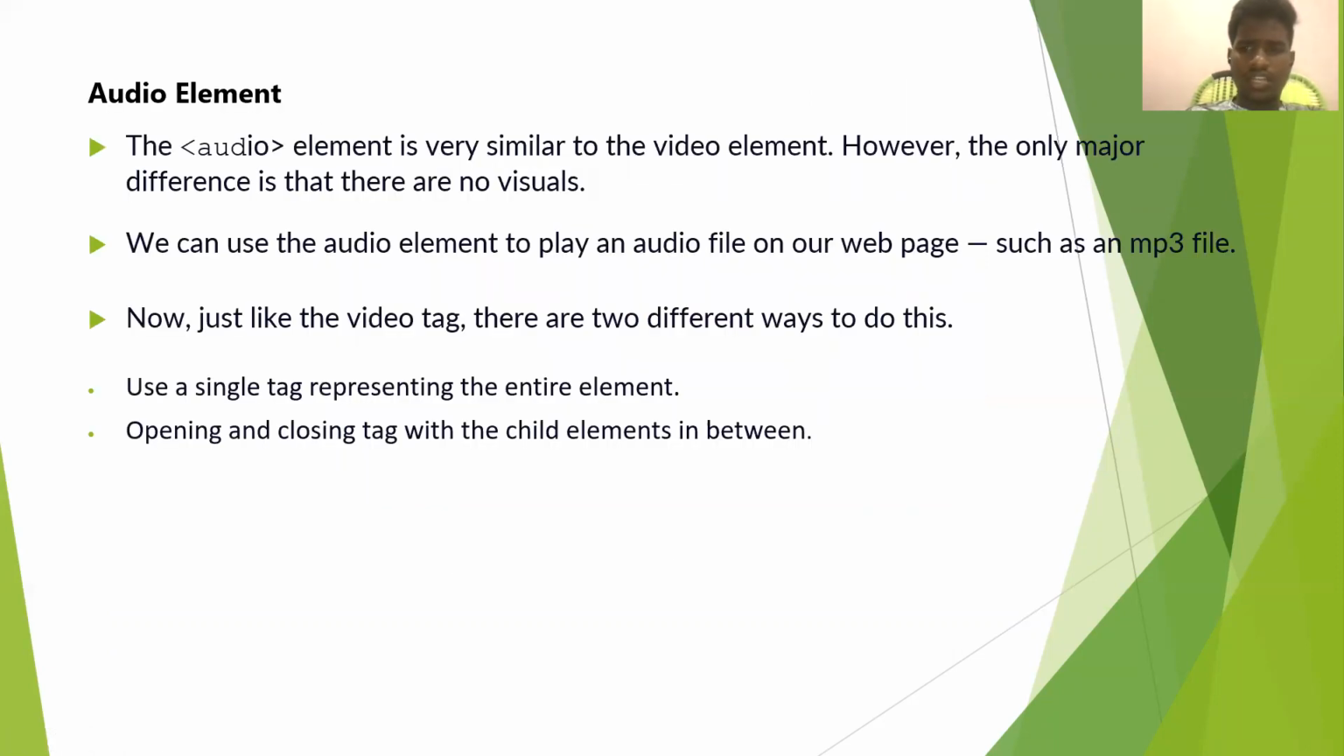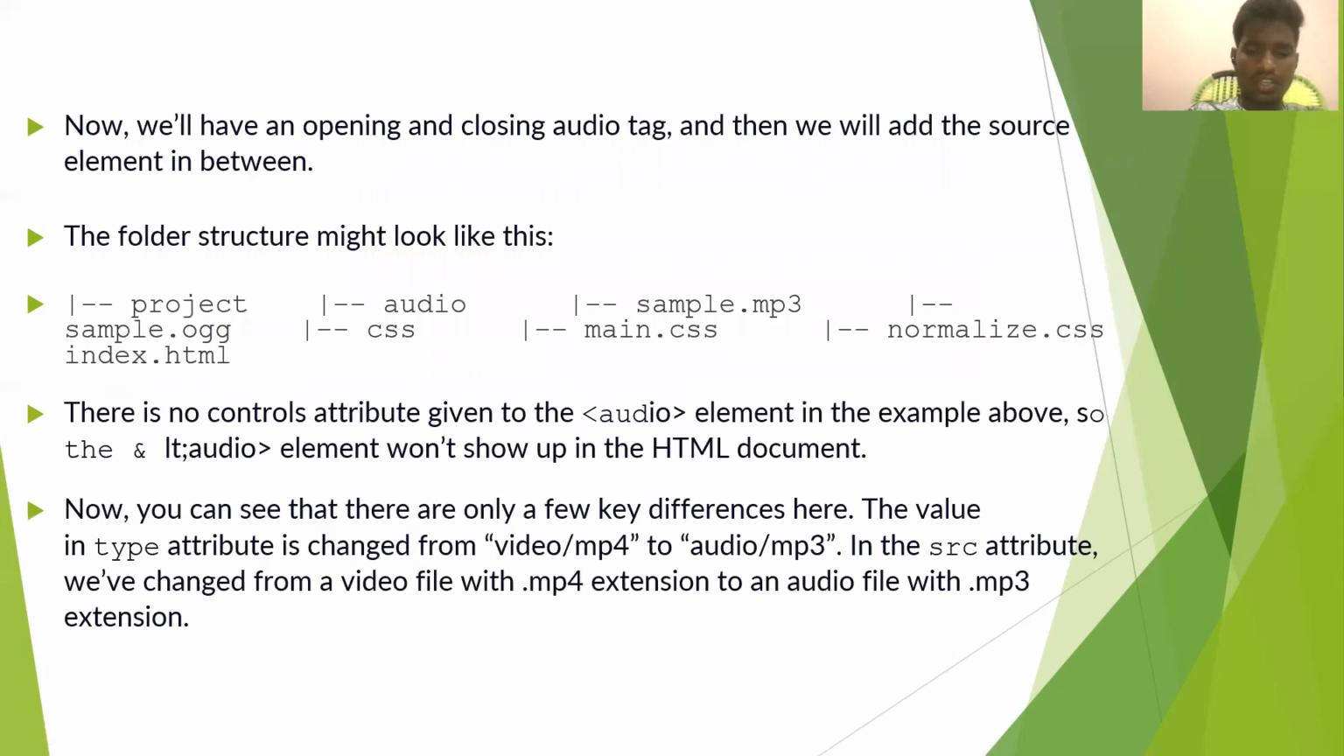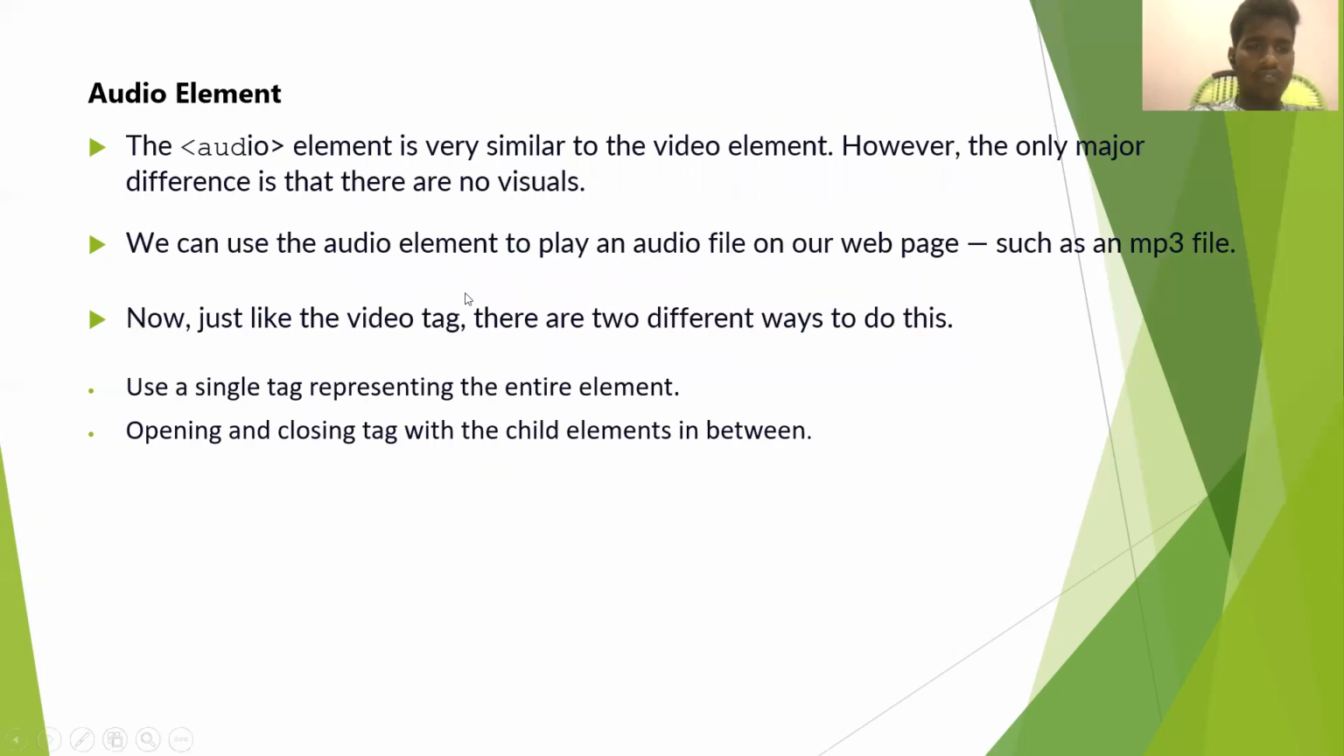Audio element. Till now we have discussed video, what attributes we are using, how to include them in the web page, and we have seen examples of how controls and autoplay are included in the HTML code. Now we will discuss the audio element. Audio is the tag. The element is very similar to the video element. However, the only major difference is that there are no visuals. Here we have no visuals, we can only hear the voice.